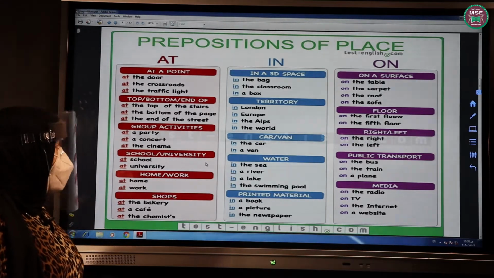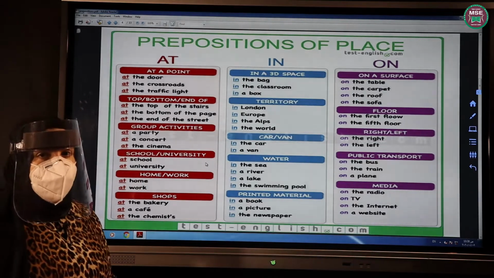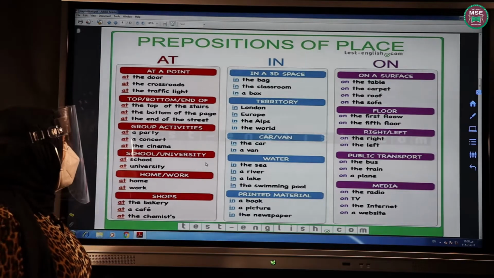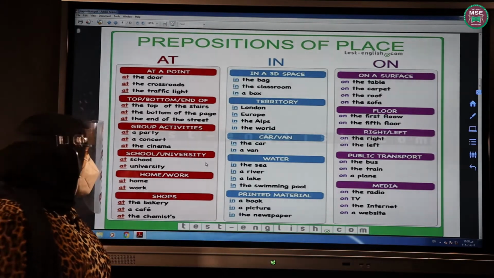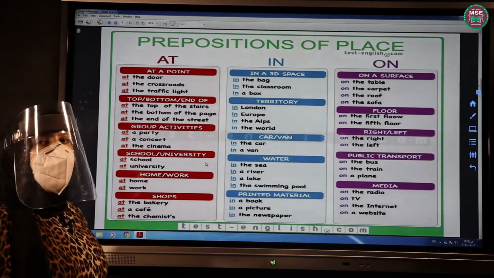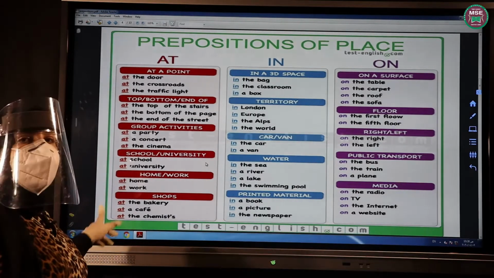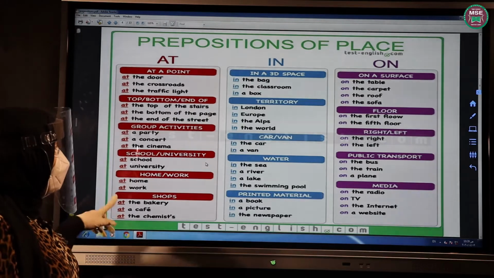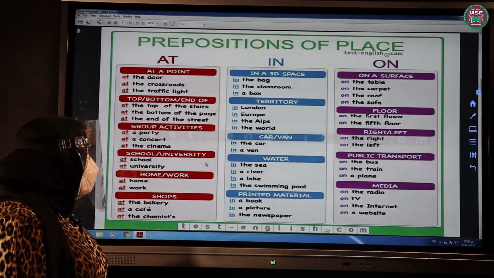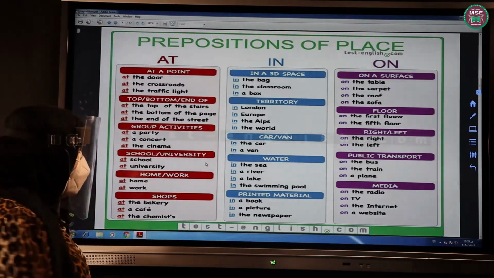At the cinema. So to speak also about education, about the place where you learn, not the education itself. Like the school or the university. So I say at school and at university. To express the place of your home or your work. So where are you? I'm at home. Where is he? He's at work. To show the places of shops. At the bakery, at a cafe, at the chemist's. A chemist is another word for a pharmacy.